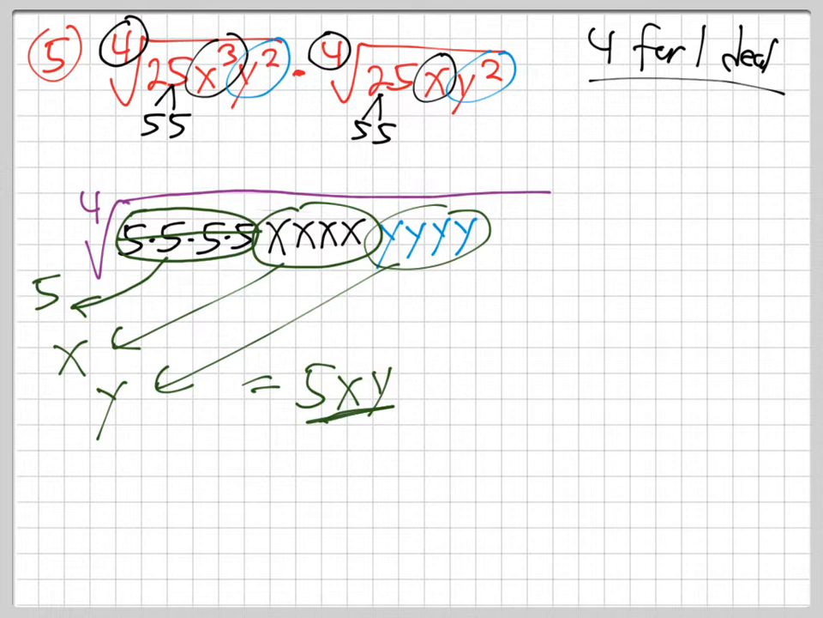That's the answer, because there's nothing left in the root. So you tricked me, so I have to put the whole thing in. Is that making sense? It's a 4-for-1 deal.